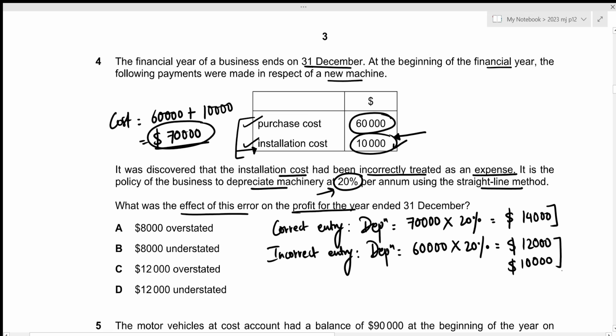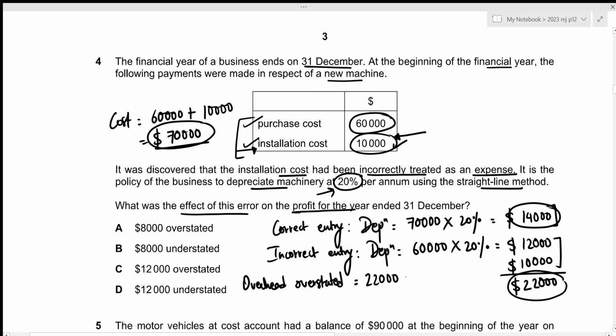So the total expense that we charged is 12,000 plus 10,000, which results in 22,000. Now, the overhead that should have been charged was 14,000, but we incorrectly charged it as 22,000. So we can definitely see that the overhead was overstated. Let's figure out the overstated amount. That is just the difference between these two overheads. So that's 22,000 minus 14,000, which results in the value of 8,000.